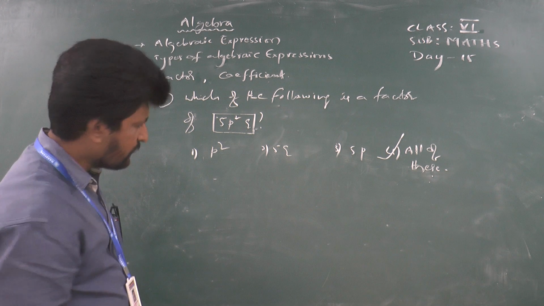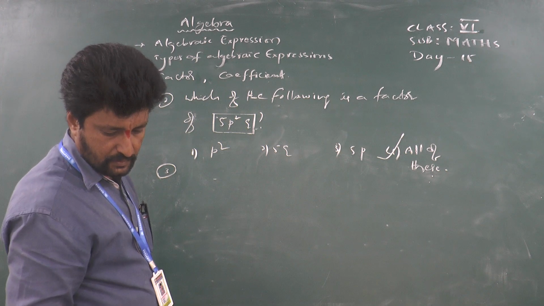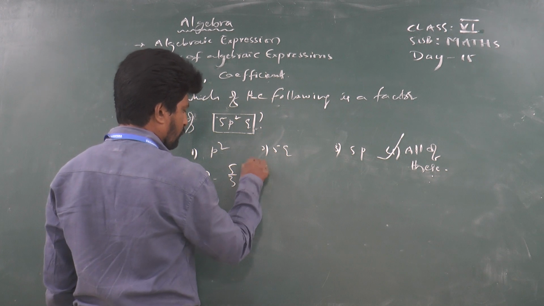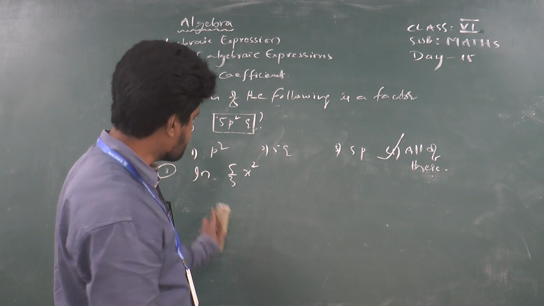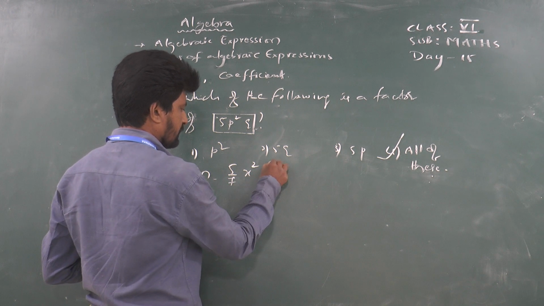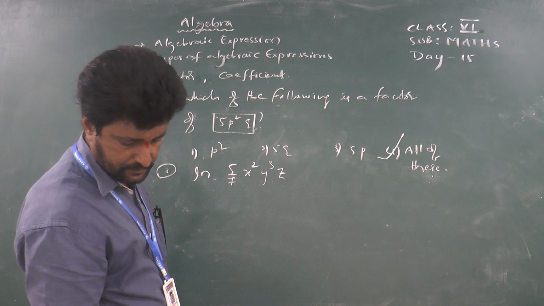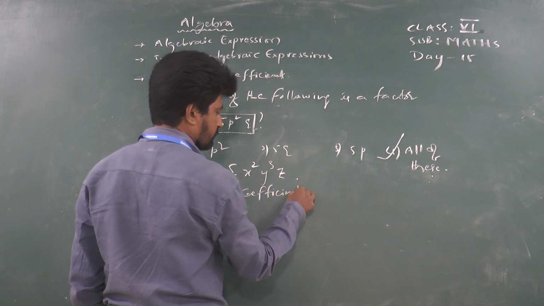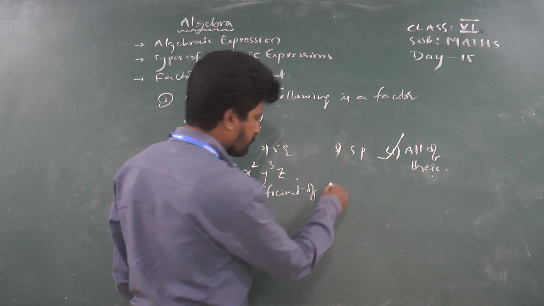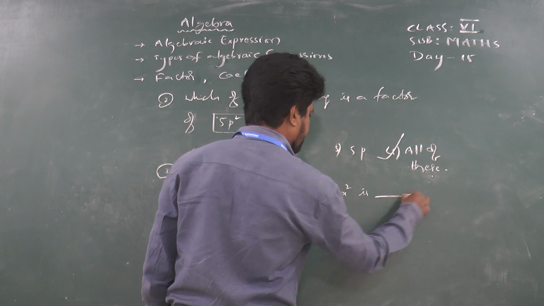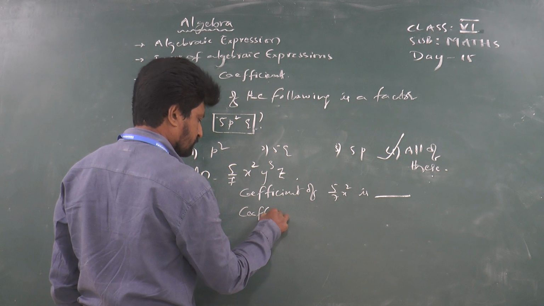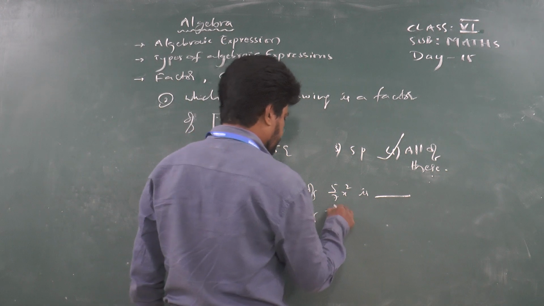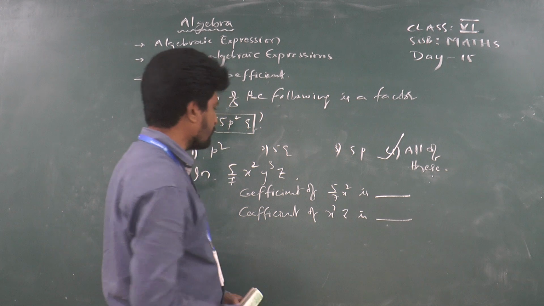Next, third one, see. In 5 by 7 x square y cube z, he wants the coefficient of 5 by 7 x square, and also the coefficient of x square z. Coefficient is nothing but, in a term, any factor we take, that is the coefficient of the product that is formed by the other factors.